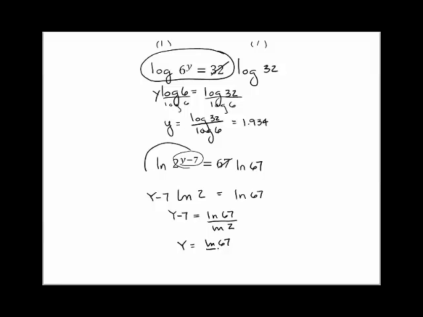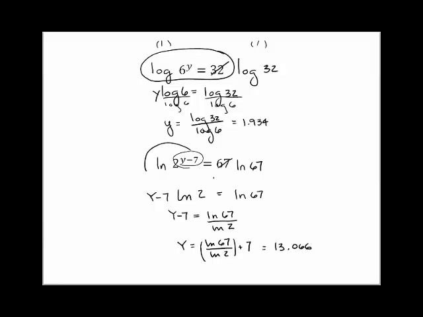Ln of 67 divided by the ln of 2. And we have to add that 7, right? We add 7 to both sides to undo the algebra. So if you put that in your calculator, ln of 67 divided by ln of 2, I'll just put that in parentheses so you know to do both of those before you add the numeral 7. And you should end up with a value of 13.066 or something near that.